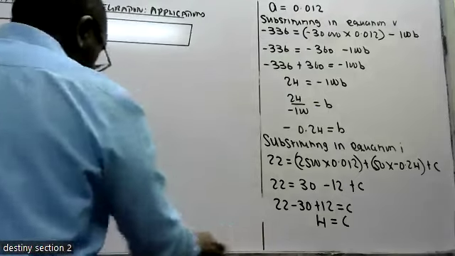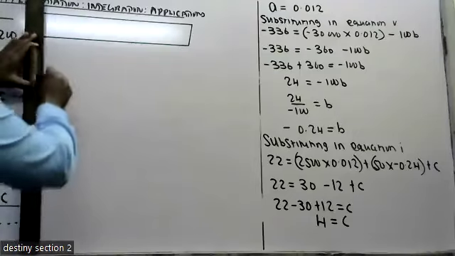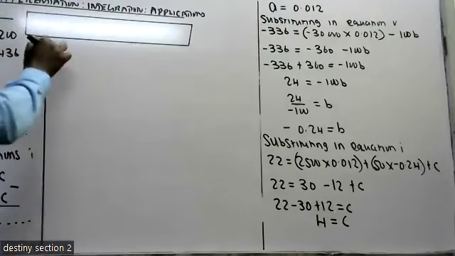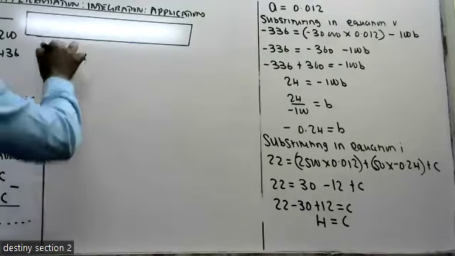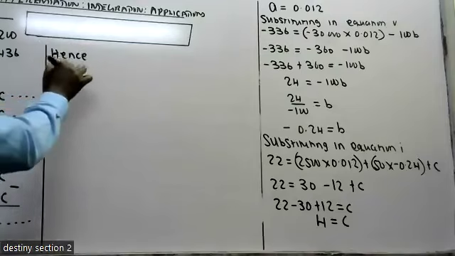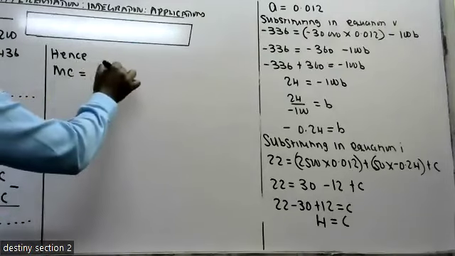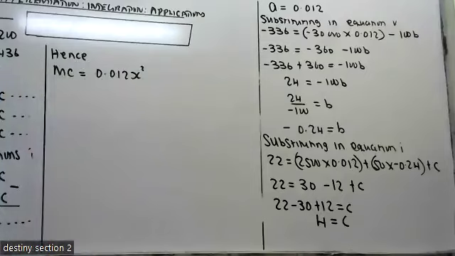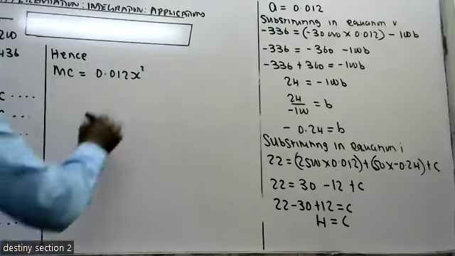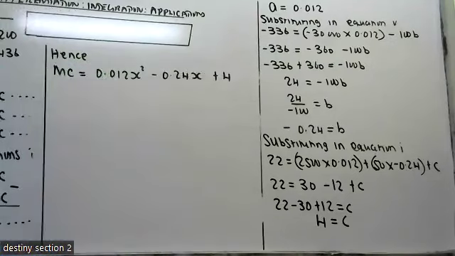So if now my value of C is 4, that means I already have my quadratic function. Hence, MC is equal to 0.012x squared minus 0.24x plus 4. So that is the equation.